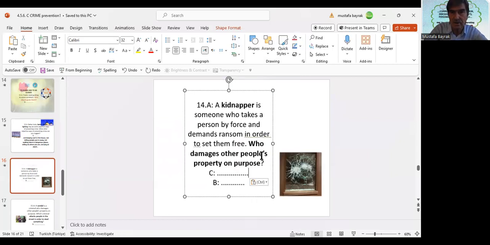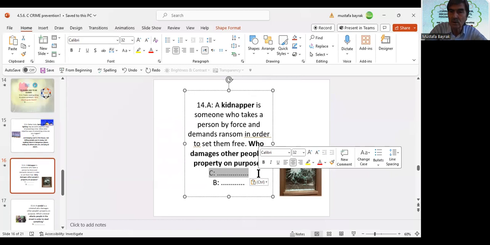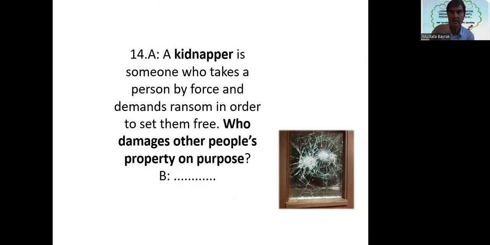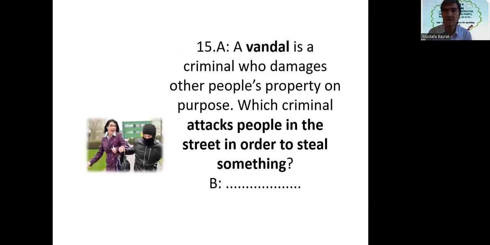Who damages other people's property on purpose? Of course, do you remember the vandals in history? There was vandalism in the north part of Europe. Yes, like those vandals. A vandal. Today, the word is also used because of that negative memory. A vandal, of course, damages other people's property on purpose. A vandal is a criminal who damages other people's property on purpose.